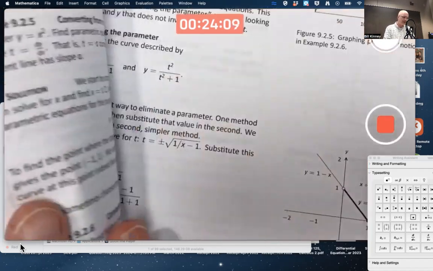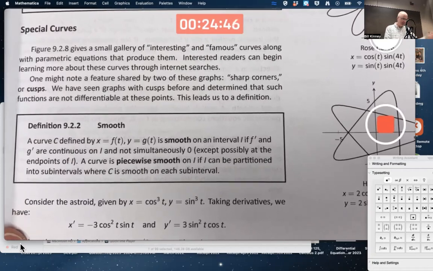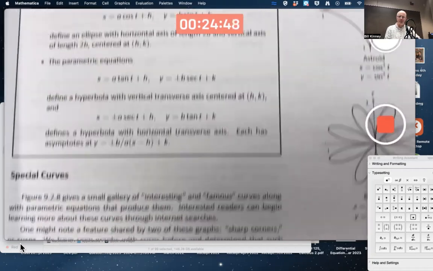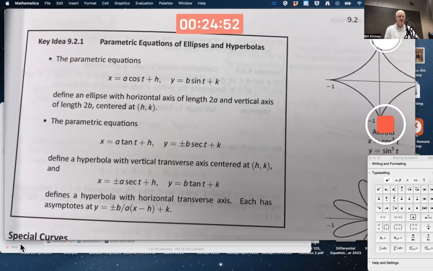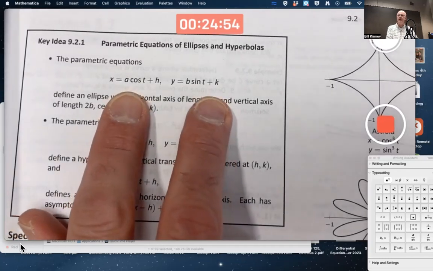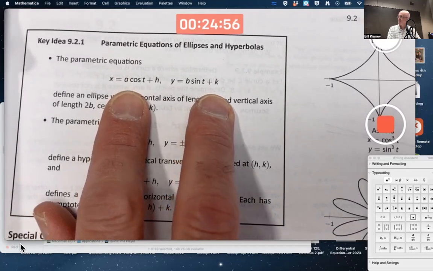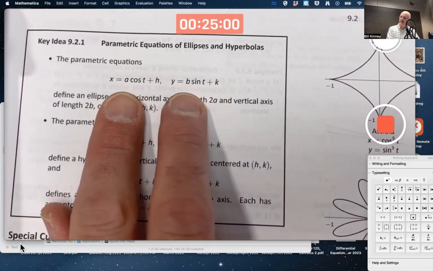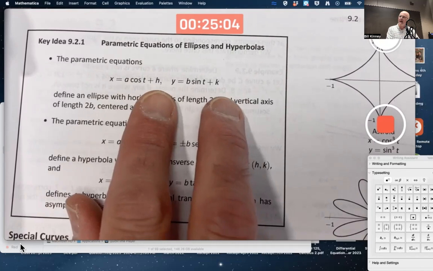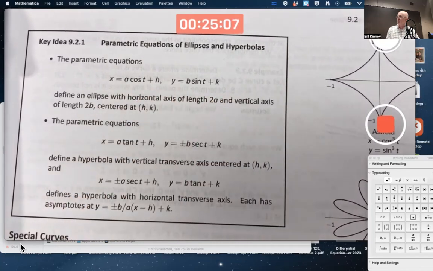What kinds of problems did you have? Should you be able to, for example, parameterize the ellipses and hyperbolas? Probably keep it to ellipses. Those kinds of equations. This does include circles. It'll be a circle if A and B are the same. H and K are the centers of the circles.